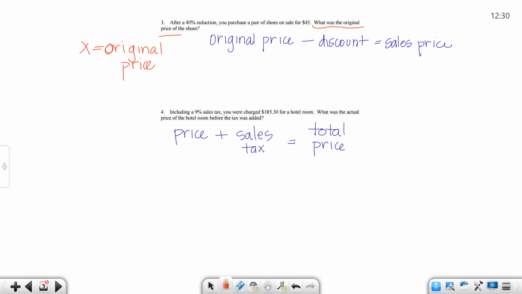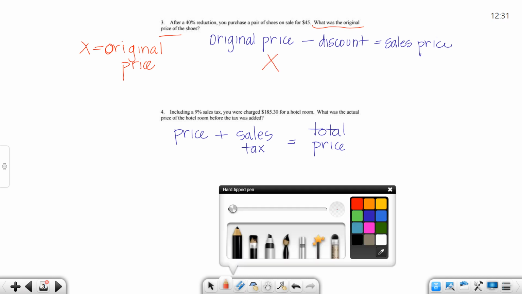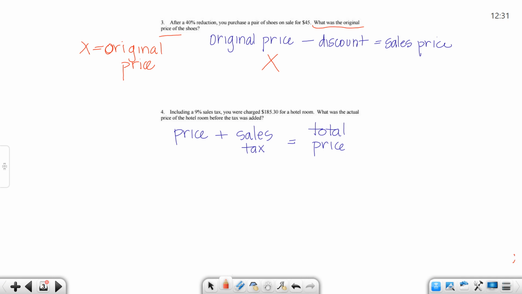Okay, so it says what's the original price? X. Okay, so then it says the discount. Well, the discount here is 40%. Okay, so 40% would be 0.4 or 0.40. Now remember I told you earlier, anytime you have a percent, it's part of a whole. So you have to put the whole in there. So it's always going to have an X or an X group with it. And your sales price for this one was 45.